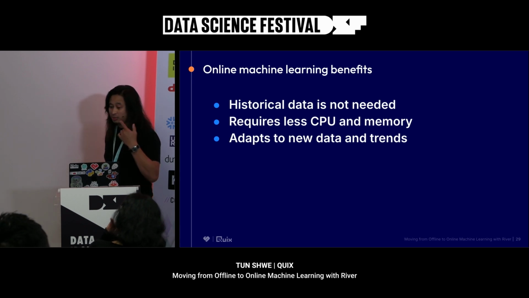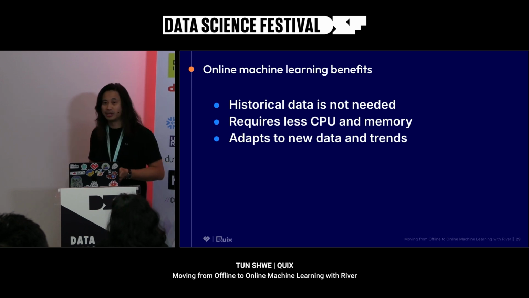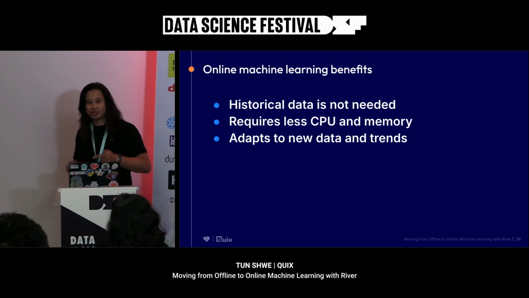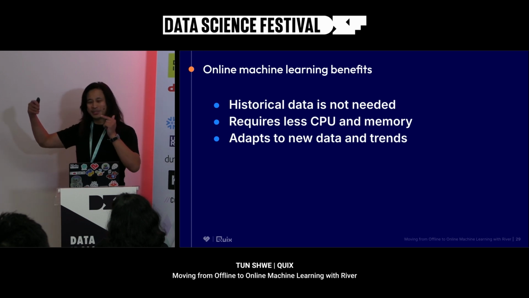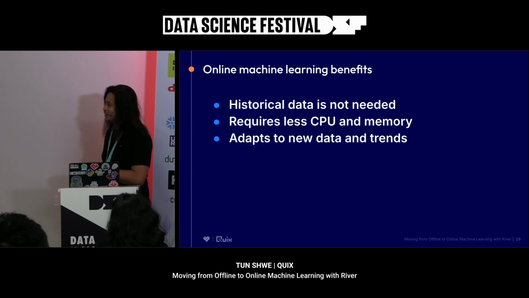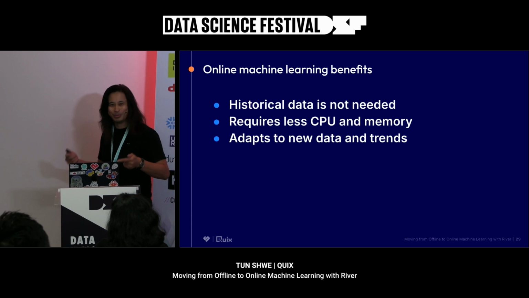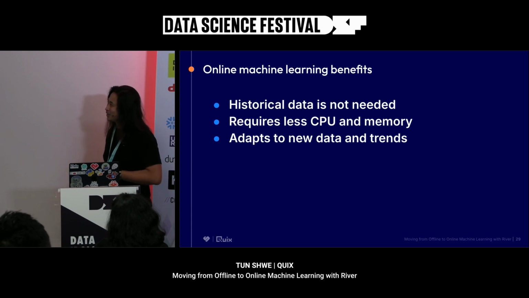The fact that you're looking at observations one at a time and learning from them means you require way less CPU and memory. You don't need a system like Spark anymore to partition the data and take a big data problem and turn it into a small problem, because you already have a small data problem. And historical data is not needed.